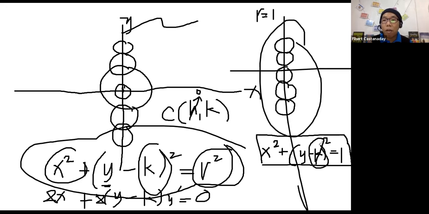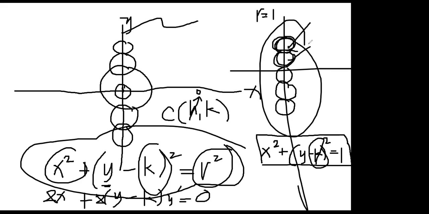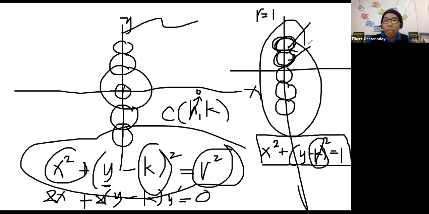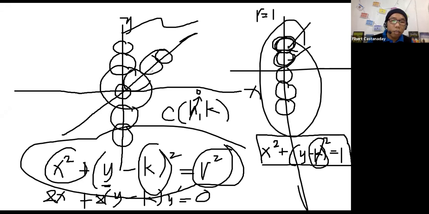Ibig sabihin, bawat value ni k nag-represent ng isang circle. Okay? Nakuha nyo na yung idea ng parameter na yan. Fix na yung radius. Pwede rin, yung center nila ay nasa isang line. Kunyari, line na ang slope ay equal to 1. So, pwedeng lahat ng circle na to ay nandito sa line na to. Pwede rin yung nag-tangent siya dun sa line. So, yun yung mga challenge na part.